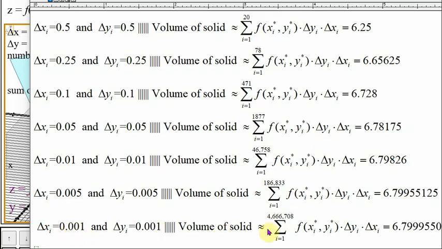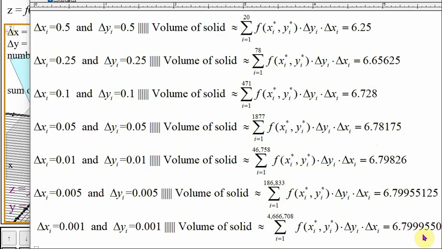And then I also ran the program with length and width of each rectangle of 0.001. Then there are 4,666,708 rectangles inside of region R. And this part does take about 4 minutes to run. And the sum of the volumes of the prisms, rectangular prism, is 6.7999. And then we can see here that as the number of rectangles increases, it looks like the volume of the prism is approaching 6.8.